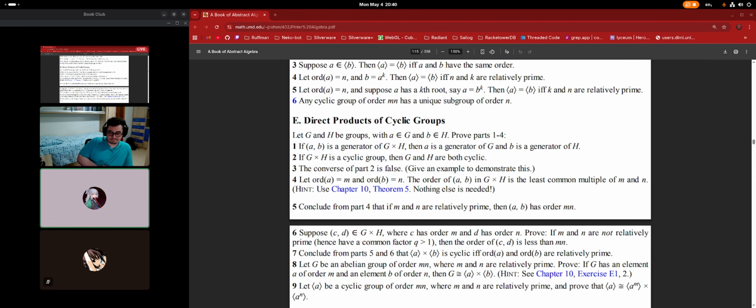you would need another element to generate the entire group, but then the resulting group is not cyclic because you have two generators instead of just one. Fascinating. So essentially, the conclusion is, in order to make the products cyclic, you need the parts to be relatively prime. Yes, basically. Oh, cool. Yeah, that makes sense to me. I follow that. Even my monkey brain followed that.